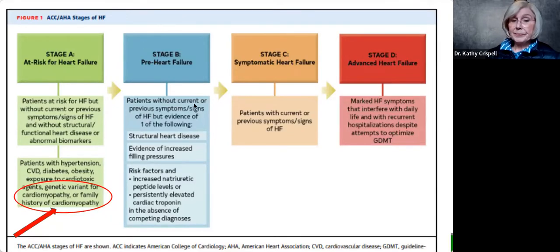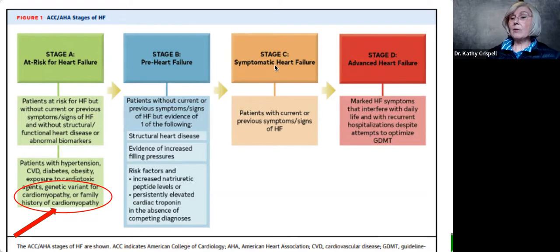Now, stage B is when actual changes to the heart begin to occur. We call that structural change. In terms of dilated cardiomyopathy, the heart begins to dilate, and its function may become slightly reduced. But that person may not have any symptoms of heart failure. If they don't have any symptoms or signs of heart failure, then they fall into stage B. Based on an echocardiogram, we know that their heart has begun to dilate and maybe the function has begun to decrease, but they have no symptoms of heart failure.